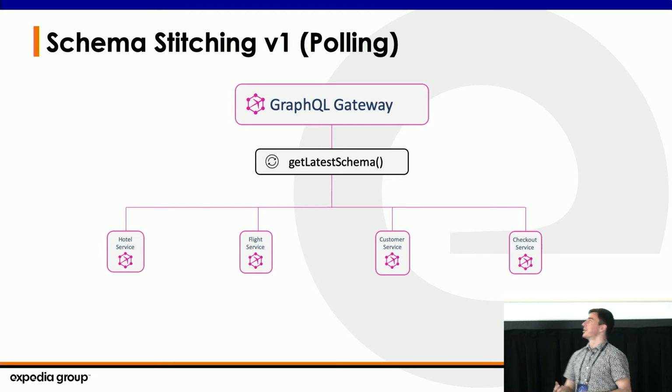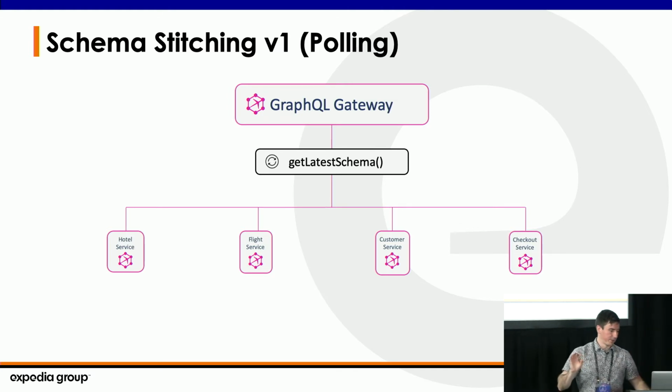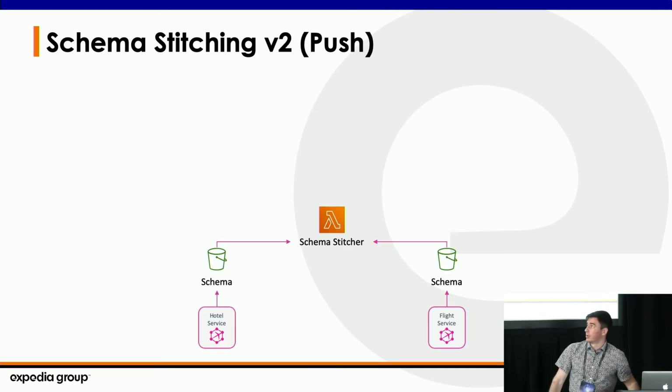This obviously didn't work too well, because sometimes what if the polling operation had some errors, maybe teams deployed something that they weren't supposed to. We kind of quickly realized that this was not the best model going forward. So our V2 for schema stitching kind of looks a little something like this now.